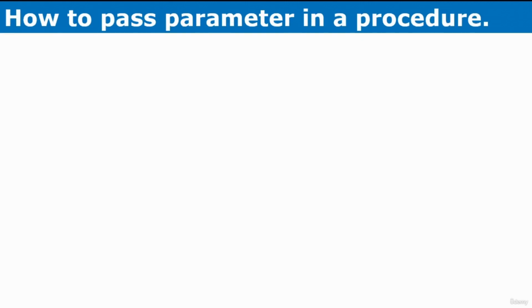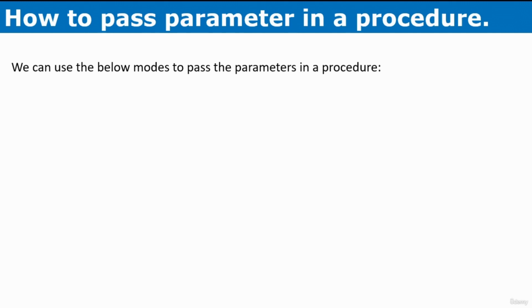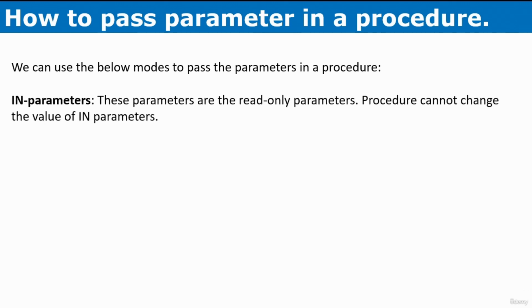You can pass parameters into a stored procedure by using different types of mode. There are 3 main types of modes. We have the IN parameters. These parameters are read-only parameters, and the procedure cannot change the value of the IN parameters.